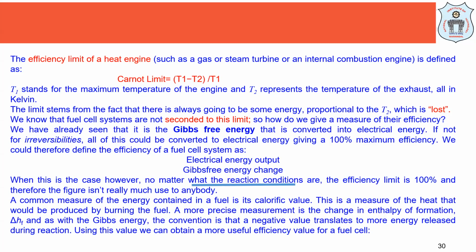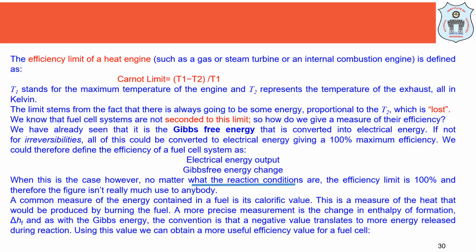We have already seen that it is the Gibbs free energy that is converted into electrical energy. If not for irreversibilities, all of this could be converted to electrical energy, giving a 100% maximum efficiency. We could therefore define the efficiency of the fuel cell as electrical energy output by Gibbs free energy change. However, no matter what the reaction conditions are, the efficiency limit is then 100%. Therefore, the figure is not really much use to anybody.